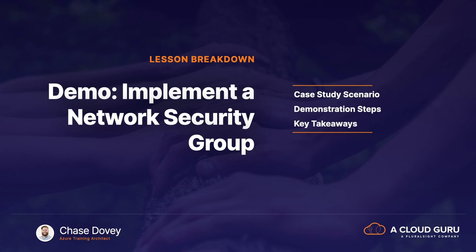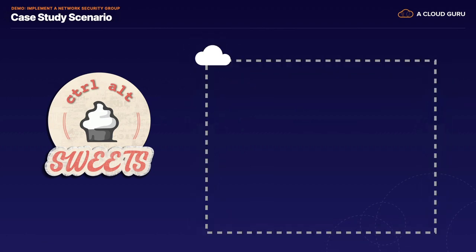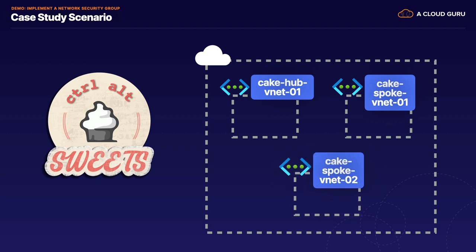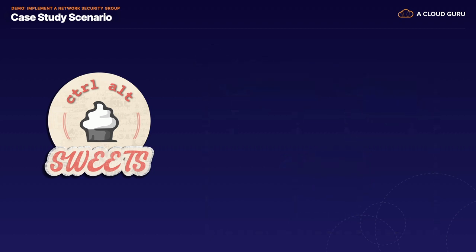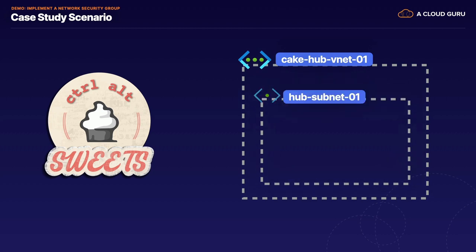All right, let's talk about that case study scenario. So we have our Control-Alt-Suites organization. And this organization inside of their Azure environment, and in our case, the Cloud Sandbox for Azure, has multiple virtual networks. We have the Cake Spoke VNet 1, a Hub VNet 1 network, and a Spoke VNet 2 network. And what we're going to be specifically diving into for this demonstration is the Cake Hub VNet network. And this network is our main hub. And inside of this network, we're going to have our hub subnet. And inside of this hub subnet, we're going to have a virtual machine.